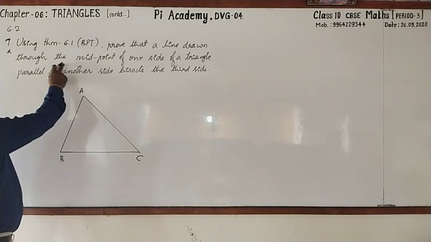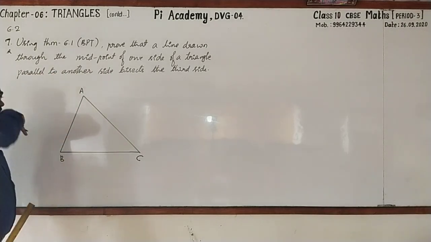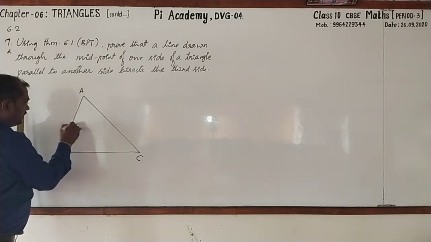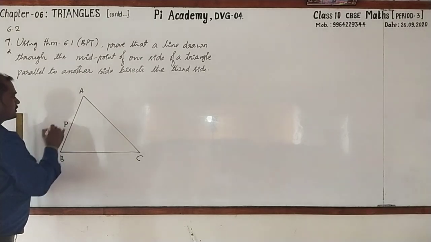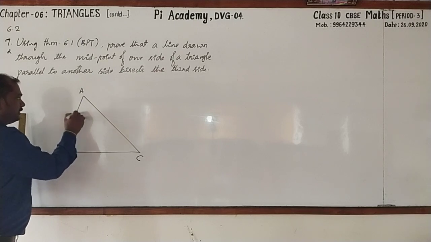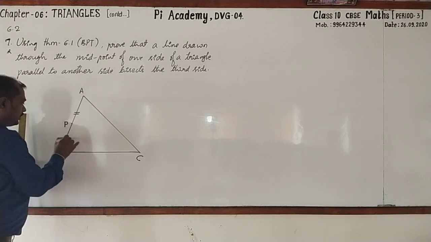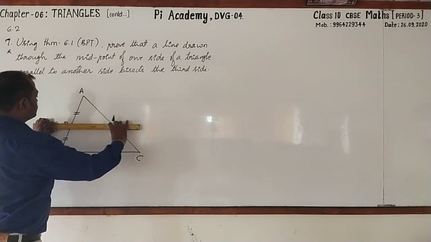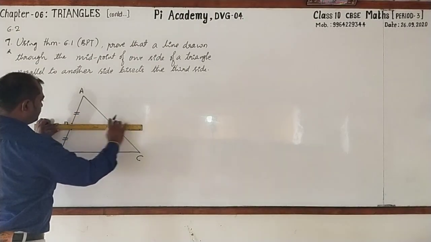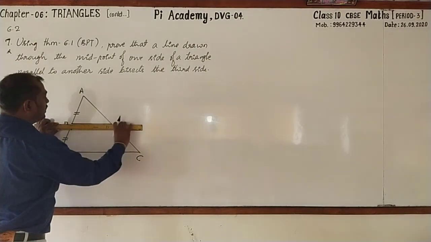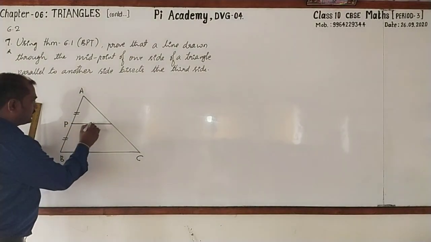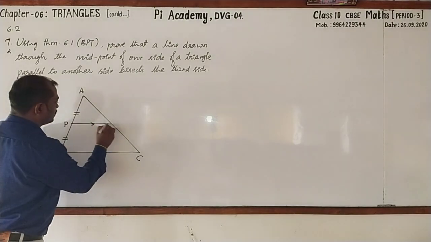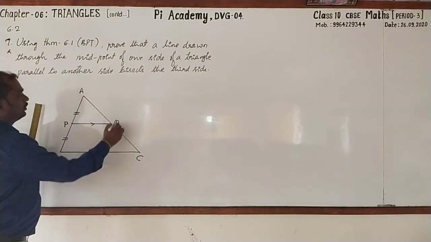Go through the statement. A line drawn through the midpoint of one side of a triangle. Let us choose any one side. I take AB, its midpoint. You may call this point P. As P is the midpoint, AP will be equal to BP, right? Then a line is to be drawn from the midpoint of one side parallel to another side. Let us take this line parallel to BC and call the point Q.